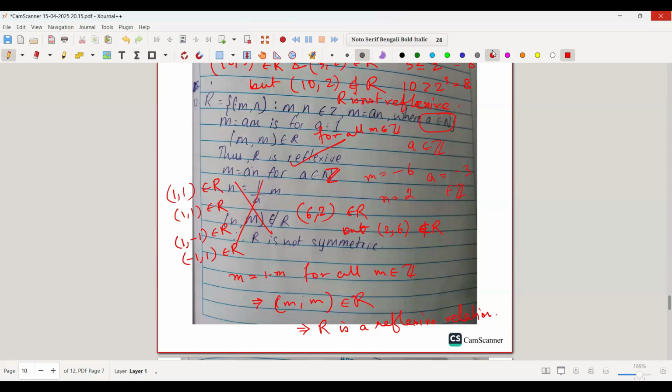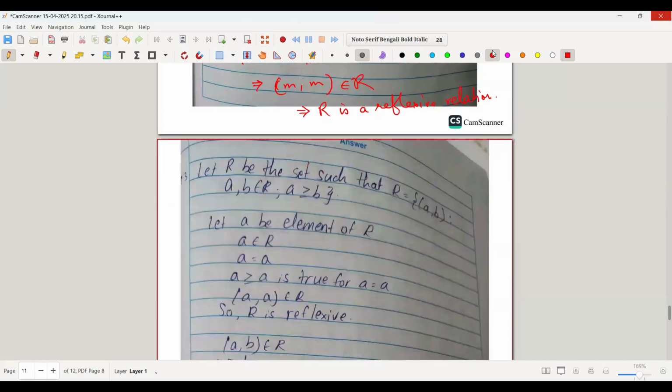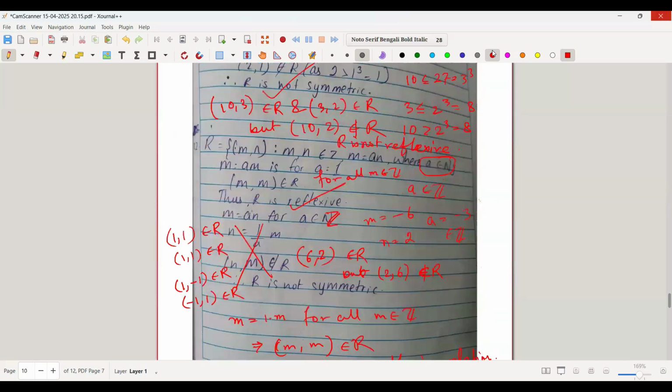Yes. Now transitive. Okay, where is transitiveness?